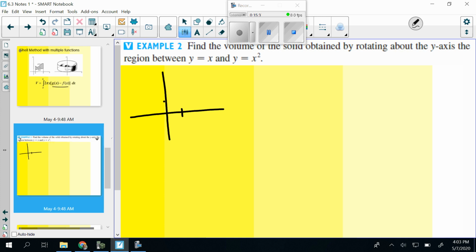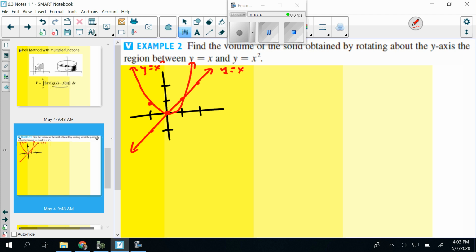Y equals x, we know, is just this 45-degree line that's going to pass through the origin because we get points at 0, 0, 1, 1, 2, 2, negative 1, negative 1. So that would be y equals x. The line y equals x squared, that's that parabola we looked at before. There's going to be points here, and you're going to get this parabola shape.